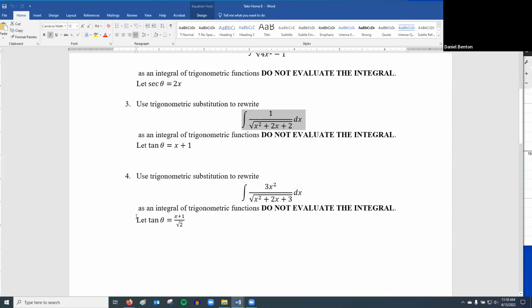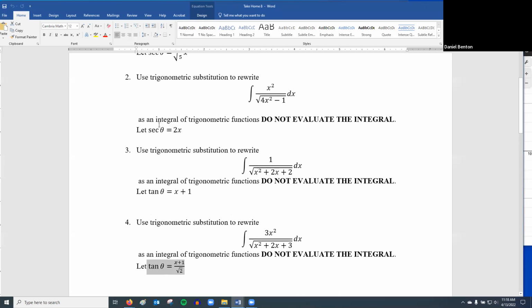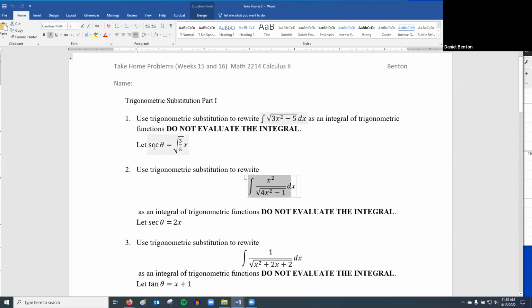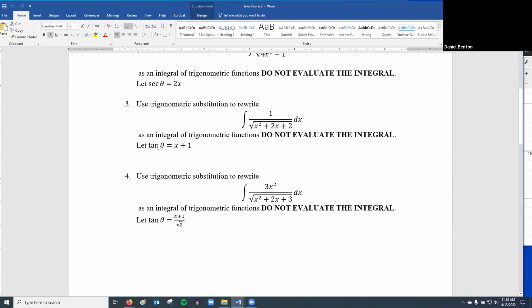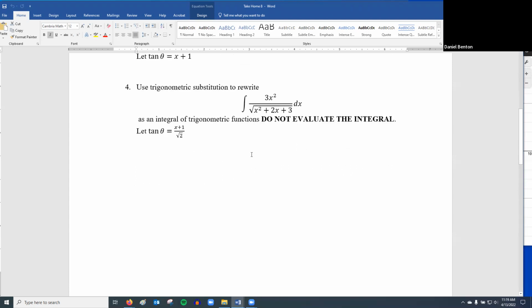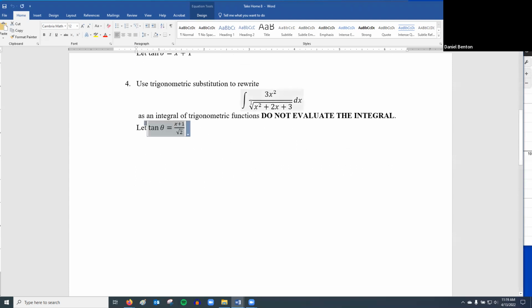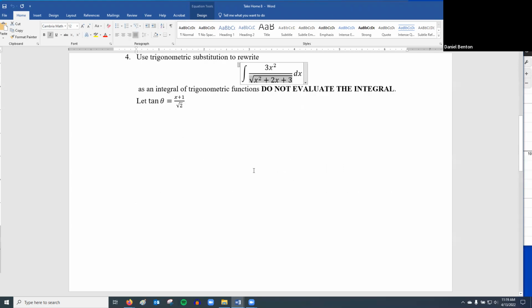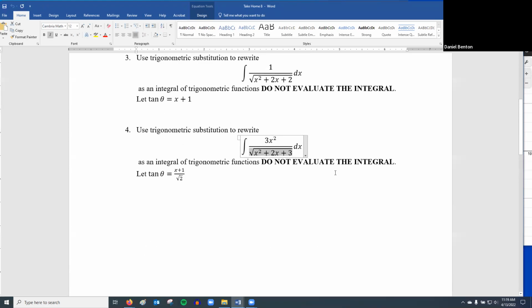Same thing here. I'm not going to ask you to do the substitute. Oh, sorry. This is the substitution for this one. This is the substitution for this one. This is the substitution for this one, which means you have to complete the square in order to do that one. And all I want to do is see the substitution. Okay? That's all I want to do is see the substitution. Right?